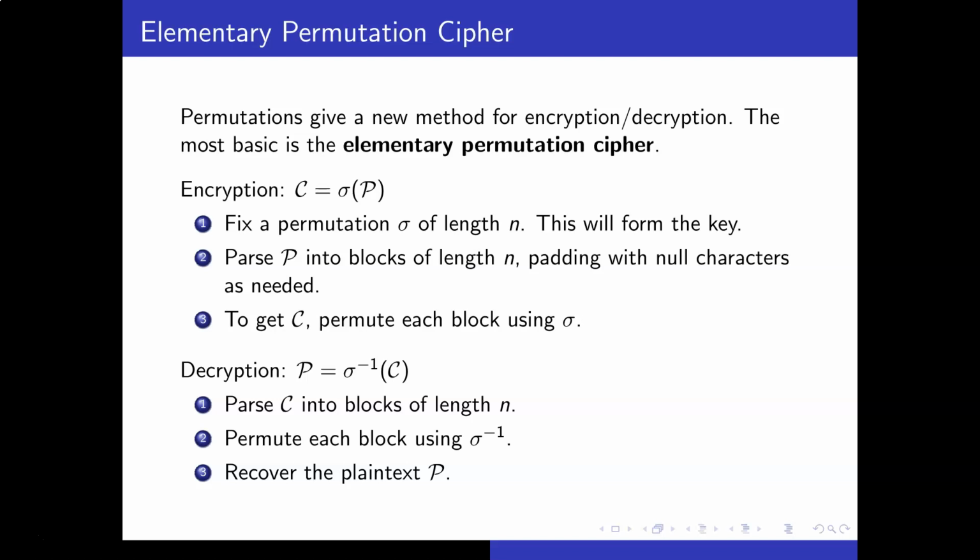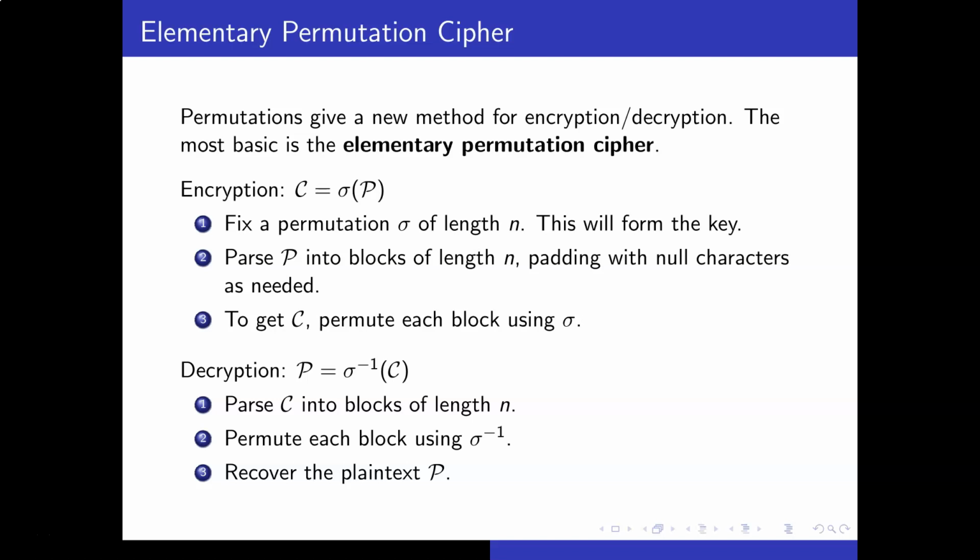Okay. We're going to look at two types of permutation ciphers. The first is usually referred to as an elementary permutation cipher. It is the most basic. To do this, we're going to fix a permutation sigma of some length n. So it's going to permute the numbers 1 through n for some fixed n. This is going to be our key.